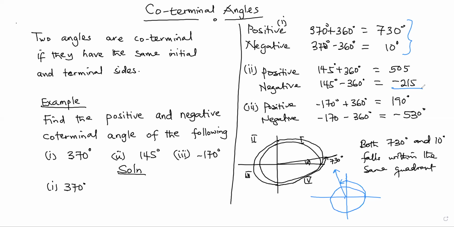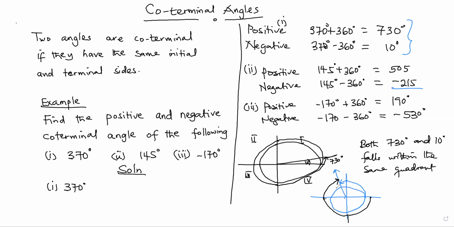Now let's draw negative 215. Because it is negative, we go clockwise, as we stated in the other video. From here to here is 90, 180. So 215 will fall here, because if there is 180, 215 will fall here.